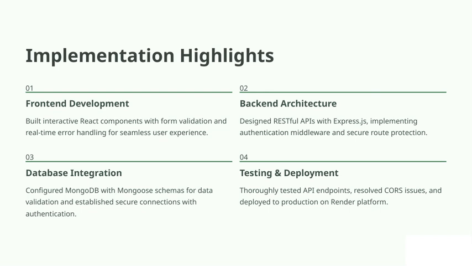Moving on to the backend architecture, we designed RESTful APIs using Express.js. This approach makes our backend flexible and easy to extend. We also implemented authentication middleware, which is crucial for securing our routes and ensuring that only authorized users can access certain features. Security is a core part of the overall project theme, and these measures help us maintain that. For database integration, we configured MongoDB with Mongoose schemas. This setup not only helps with data validation, but also ensures secure connections through authentication.